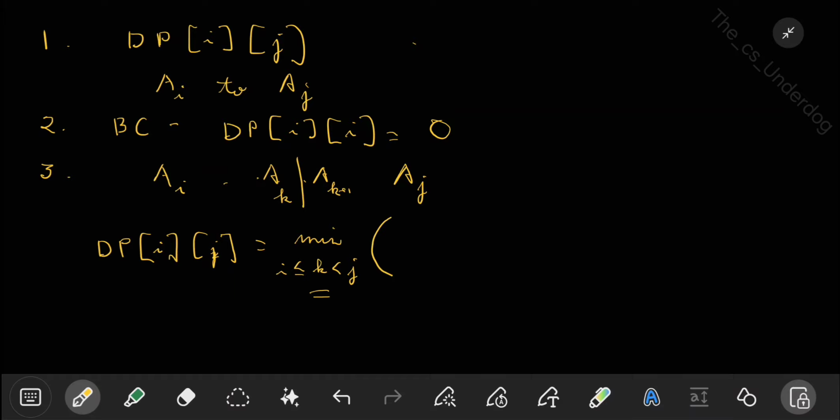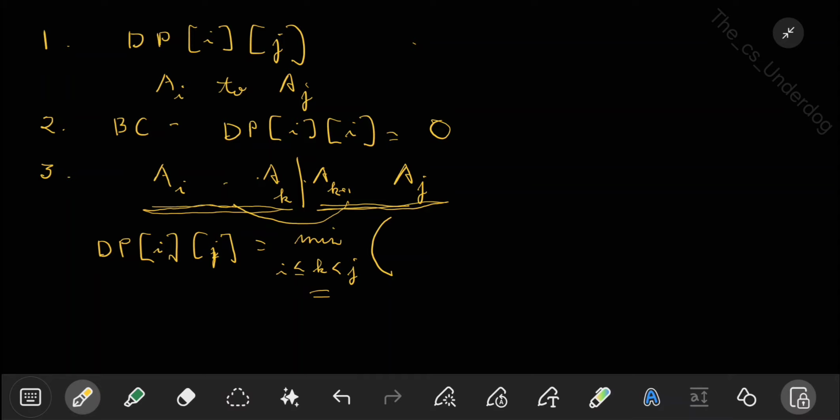So minimum among these, what should I minimize? I should minimize scalar multiplications. When I consider scalar multiplications, one contributor is the minimum number of multiplications required to find the answer on the left side. Another contributor is the minimum number of multiplications required to find the right side answer, and then the minimum number of multiplications required in order to multiply these two results. This is the total number of scalar multiplications required.